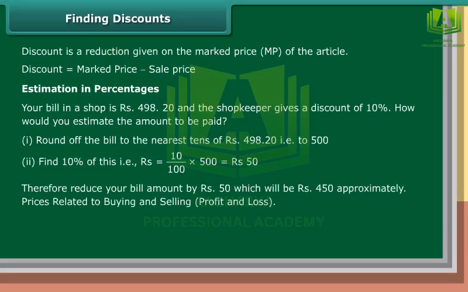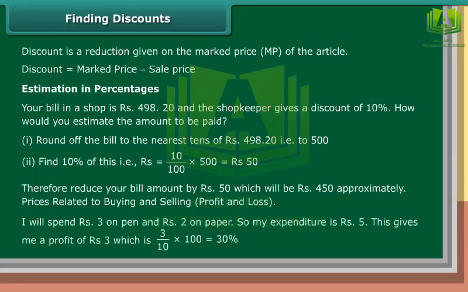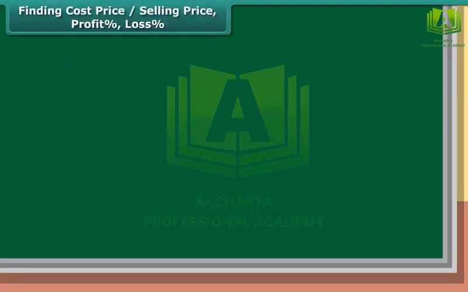Price related to buying and selling: profit and loss. I will spend rupees 3 on pen and rupees 2 on paper. So my expenditure is rupees 5. This gives me a profit of rupees 3, which is 3 upon 10 into 100 is equal to 30%. Finding cost price, selling price, profit in percentage, loss in percentage.